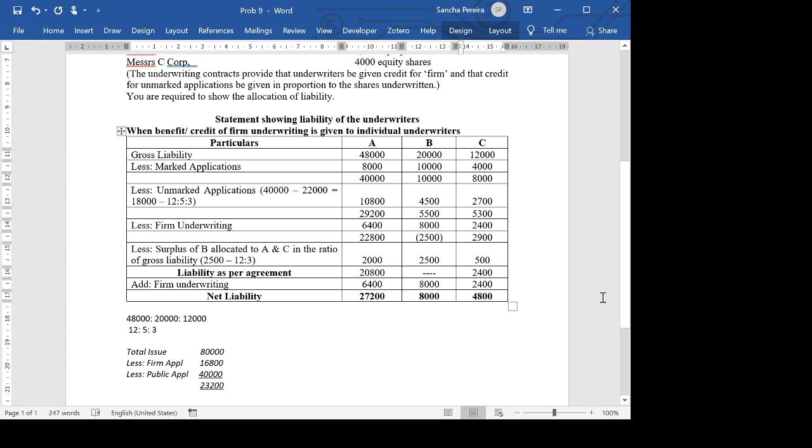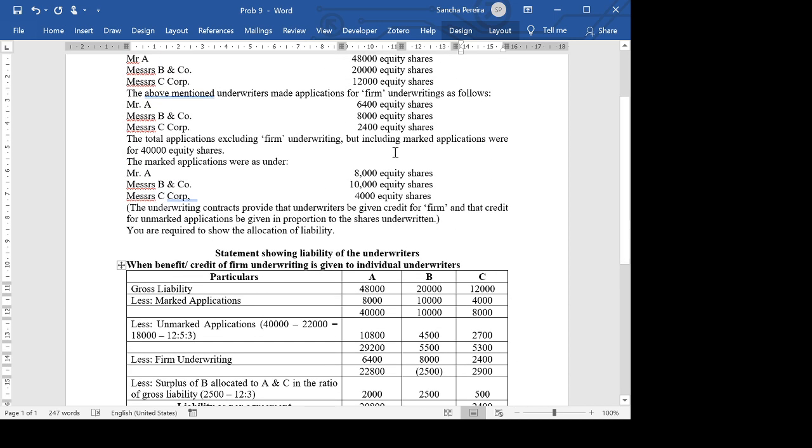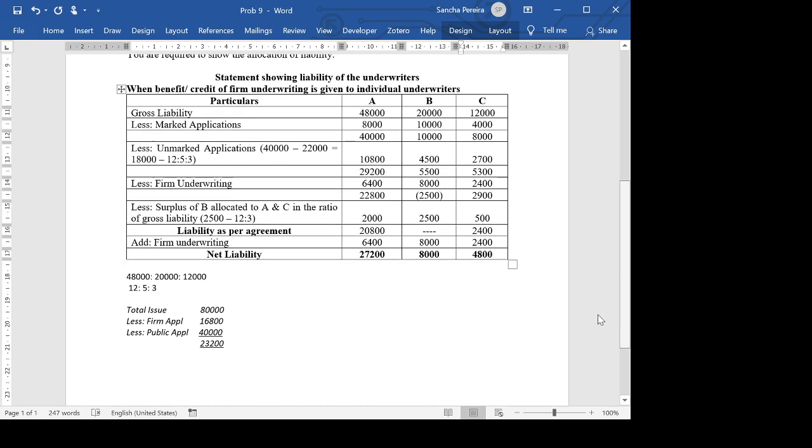We don't need to do the other statements because they have not told us anything about commission, how much commission is to be paid. Nothing is told to us, neither about journal entries. So just the statement. Now you're not going to get such an easy problem. I've just done this problem because I had not done one where benefit of firm underwriting is given. So I just thought of doing that so that you don't forget it.